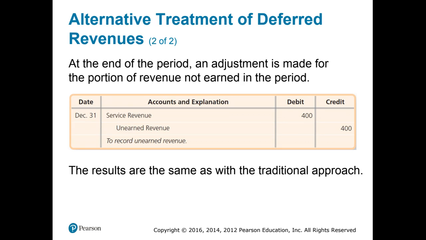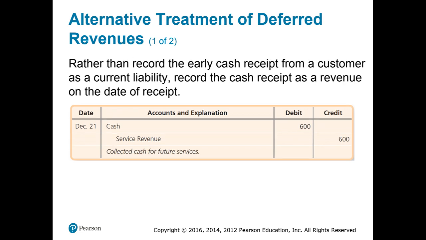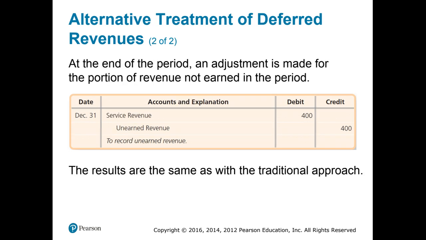At the end of the period, an adjustment is made for the portion of revenue that we did not earn. So remember, we just recorded it as earned, but a portion of it was not. So at the end of the period, we're going to make an adjustment to show the portion that we did not earn, because if we haven't earned it, we can't say we did. So we're going to debit our service revenue account by $400, and credit unearned revenue by $400. And this is to record unearned revenue. The results are the same as with the traditional approach.